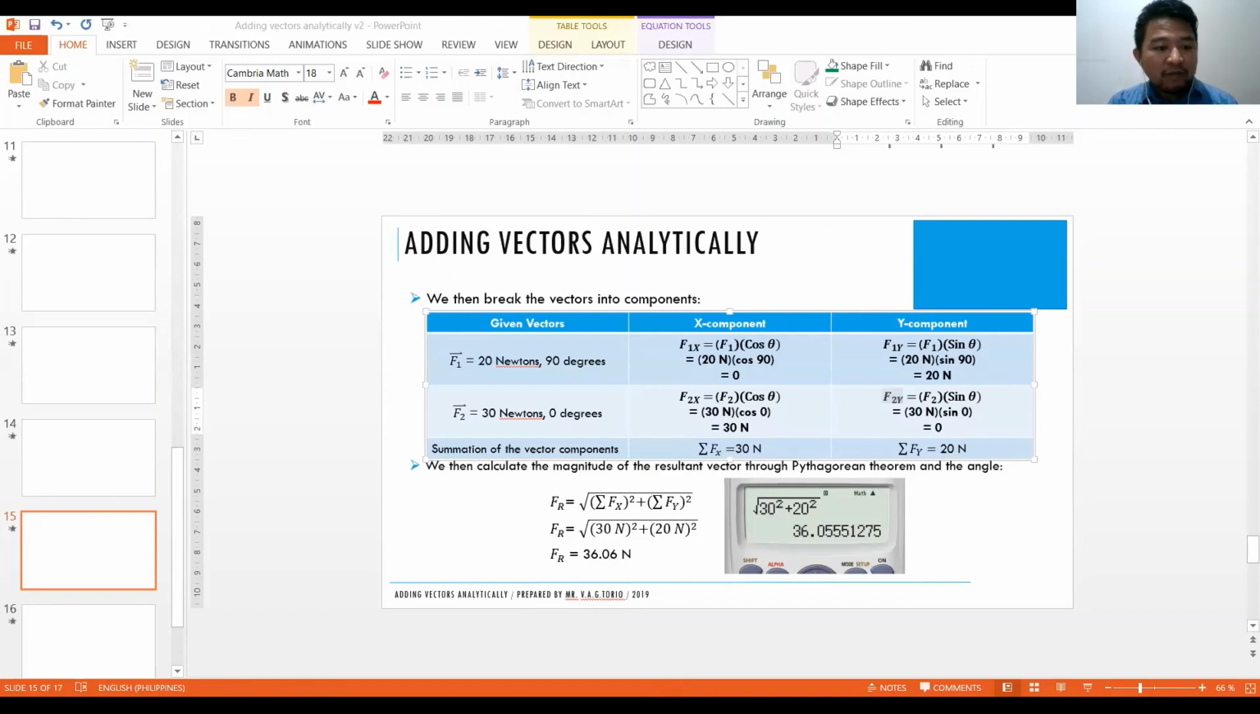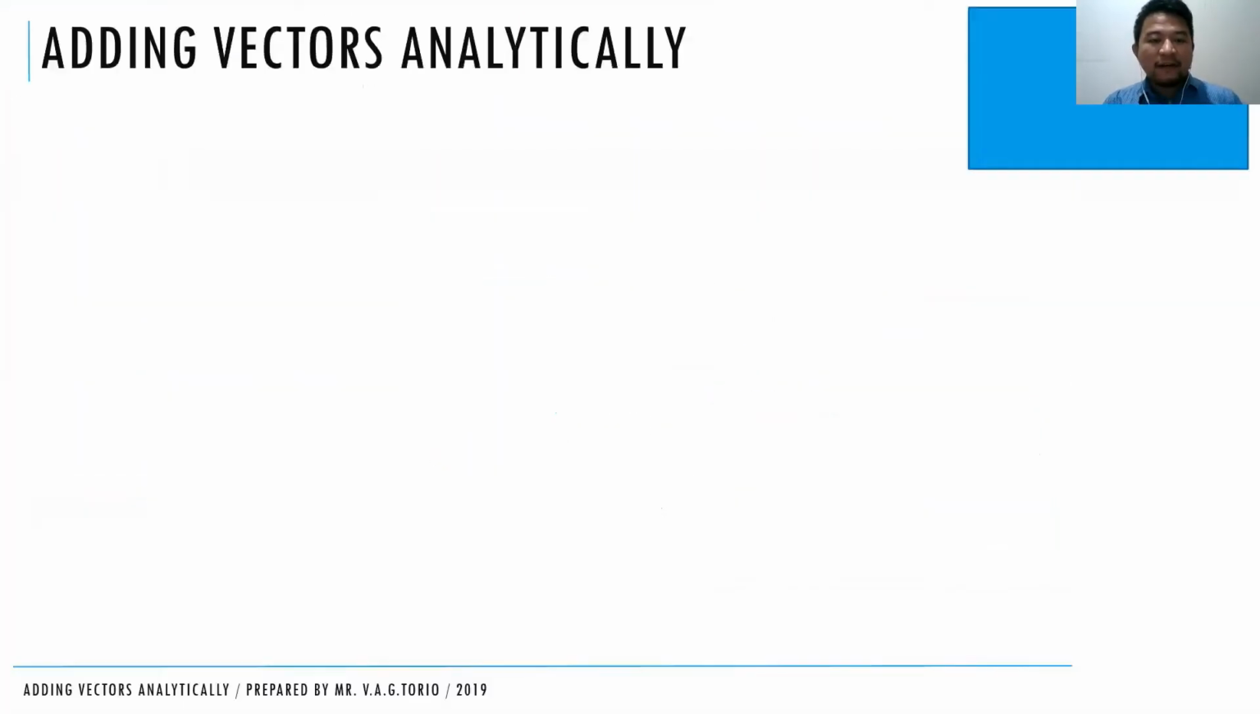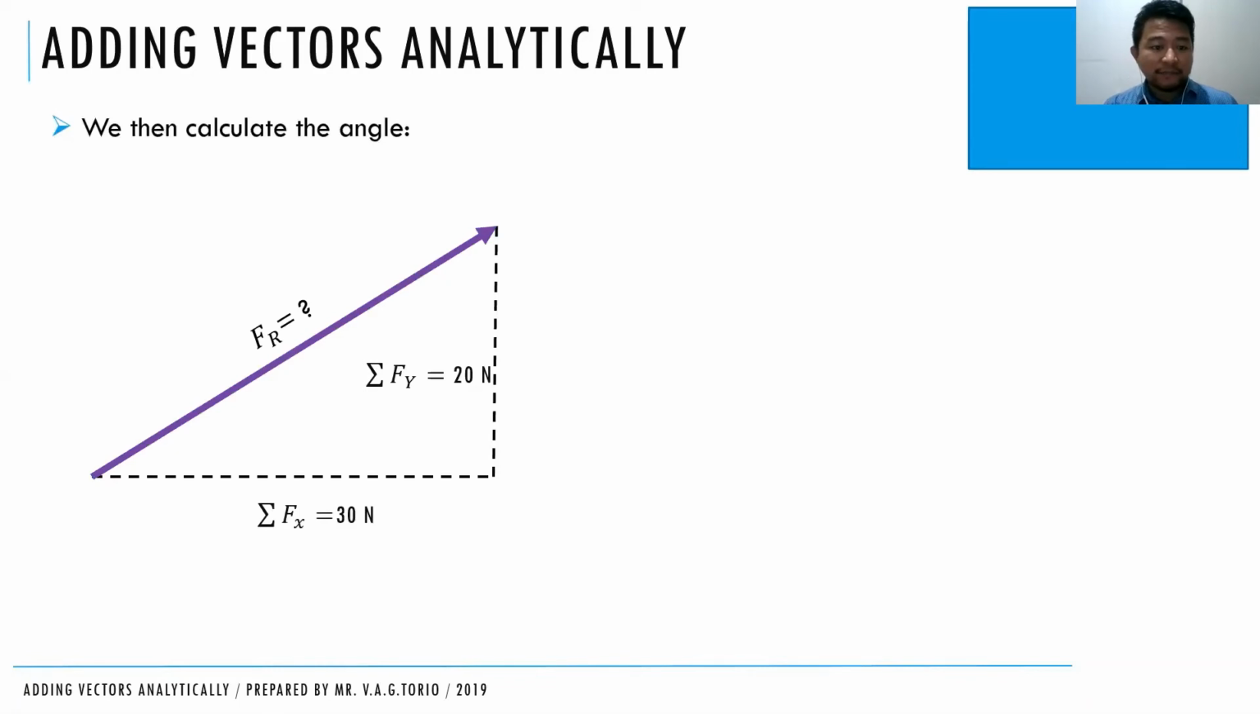And we can convert 10 square root of 13 to decimal by pressing this function, which converts that expression to 36.0555, or that's 36.06 newtons. We have calculated the magnitude of the vector. We now are ready to compute for the angle, the pure angle that is.